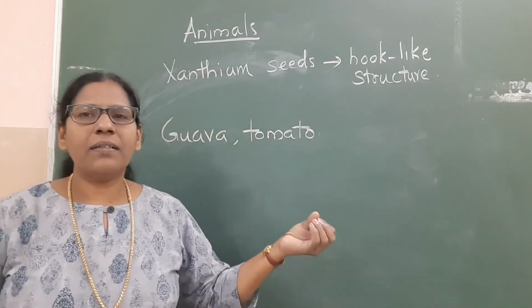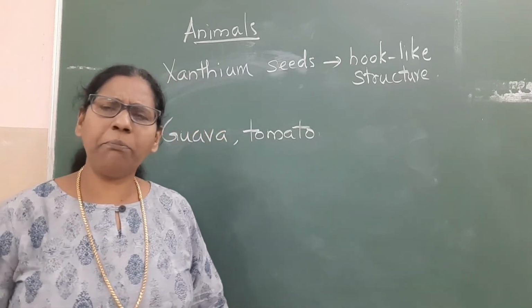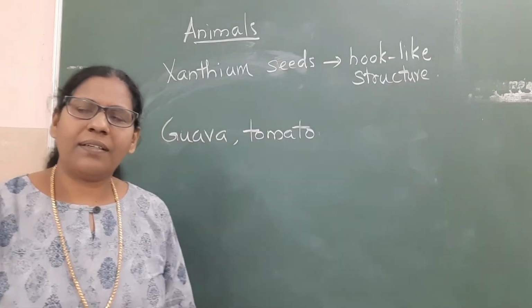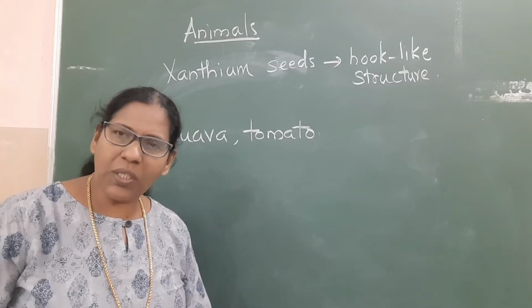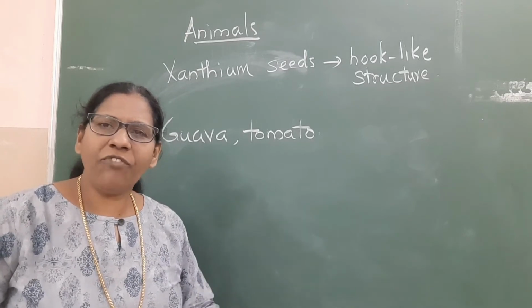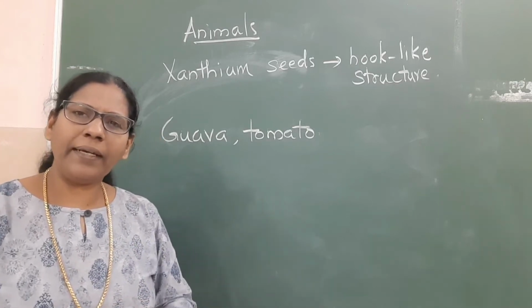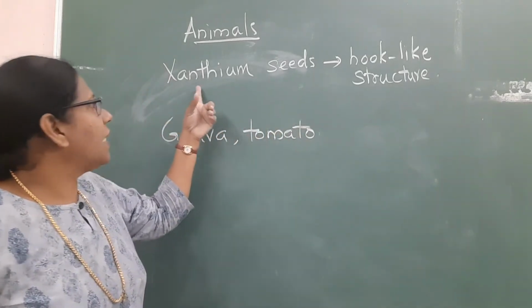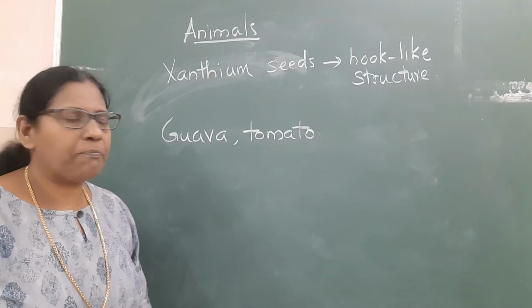And their seeds get dispersed. Same with human beings. This sticks to our clothes, and then we also move from one place to another, and there the seeds disperse. That is how xanthium seeds are dispersed through animals.